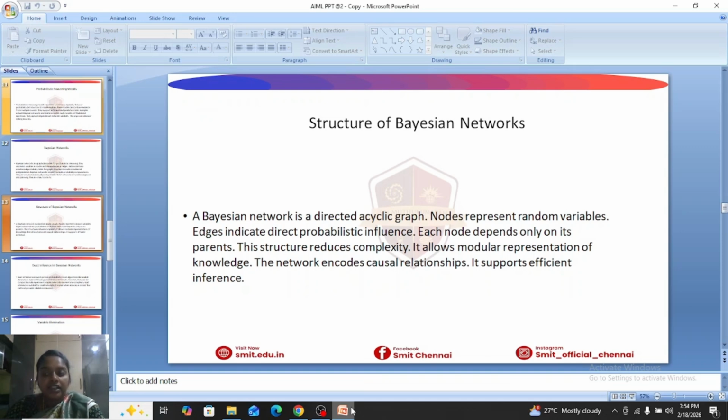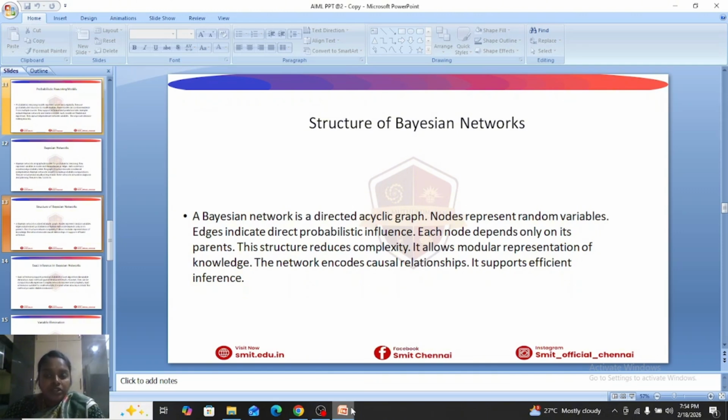Directed acyclic graph: the network has no cycles. You cannot start at a node and return to it by following directed edges. Conditional probability tables: each node has a CPT that quantifies the effect of its parents. If a node has no parents, it reduces to a prior probability, okay? Example: P of traffic given rain.